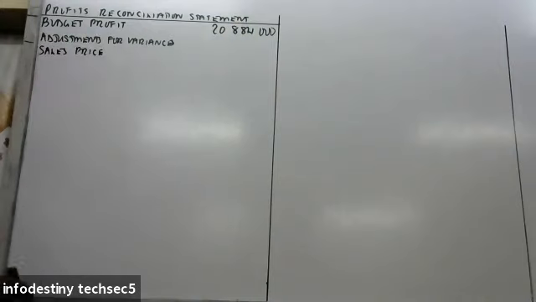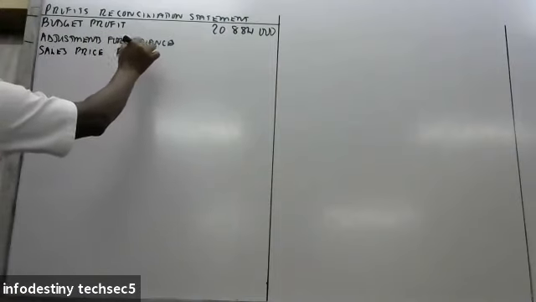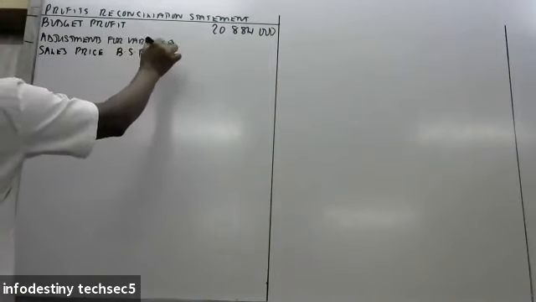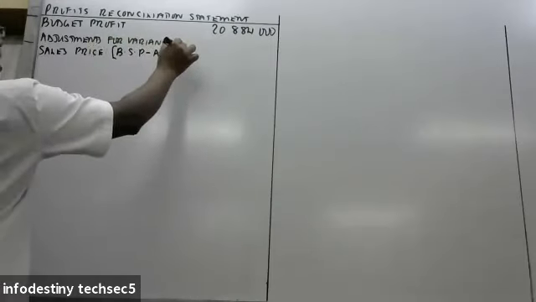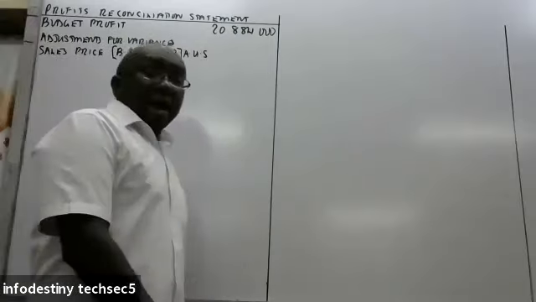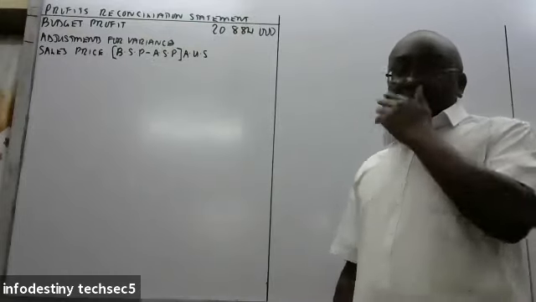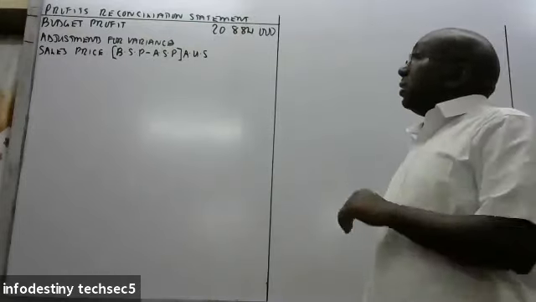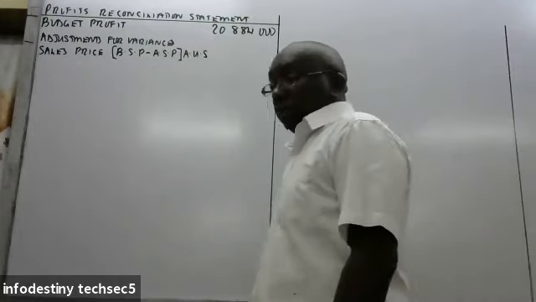And for sales price, the formula is budget selling price minus actual selling price. You multiply by actual units sold.